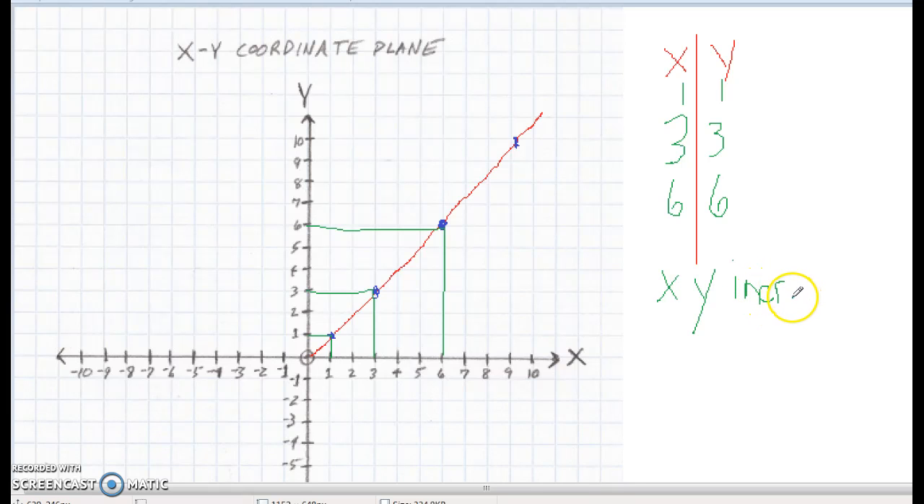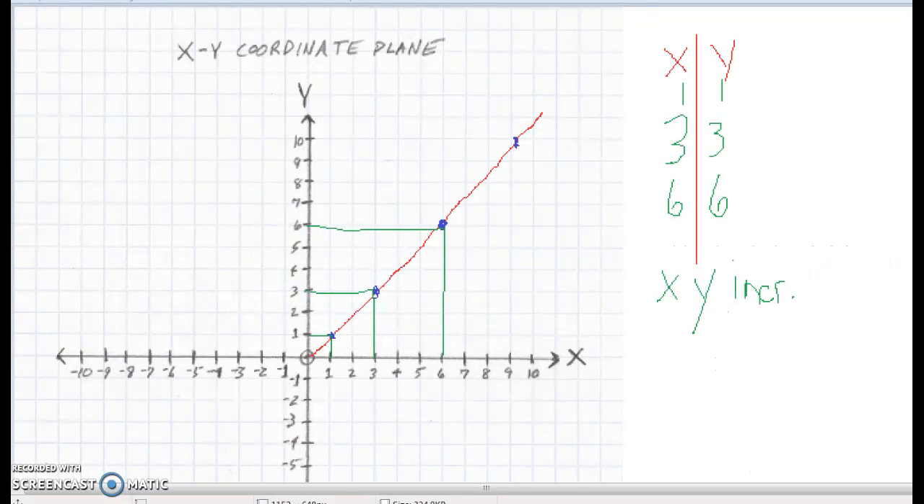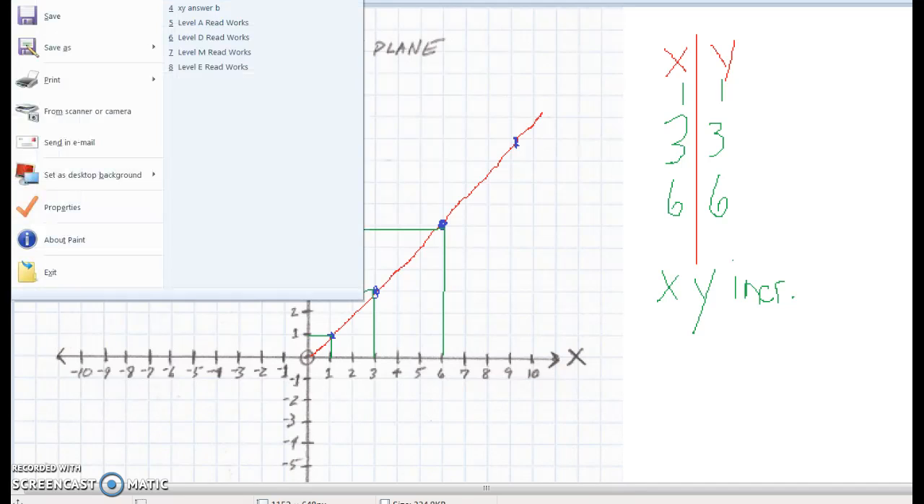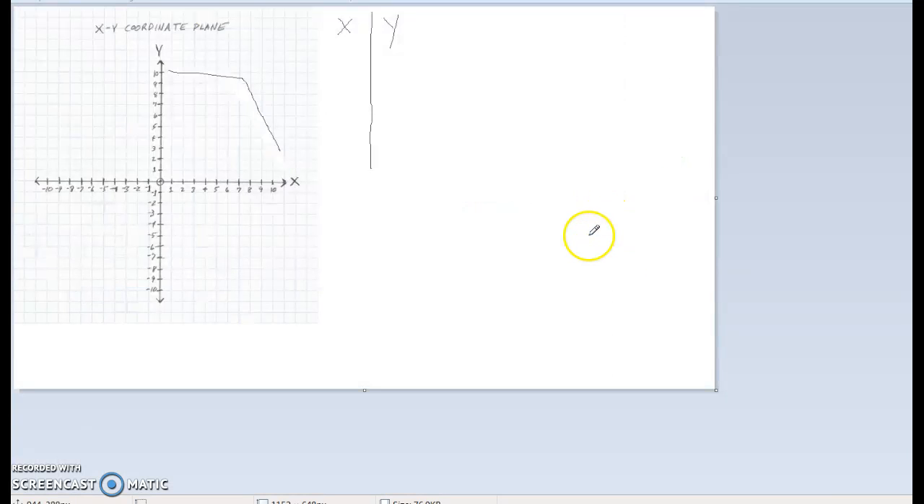I'm just going to abbreviate. They're increasing at the same rate. So the question asked, when y decreases, x increases. So we know that A is not going to be an answer because they're both increasing at the same rate. So I want to look at graph B, and let's see what's happening there.